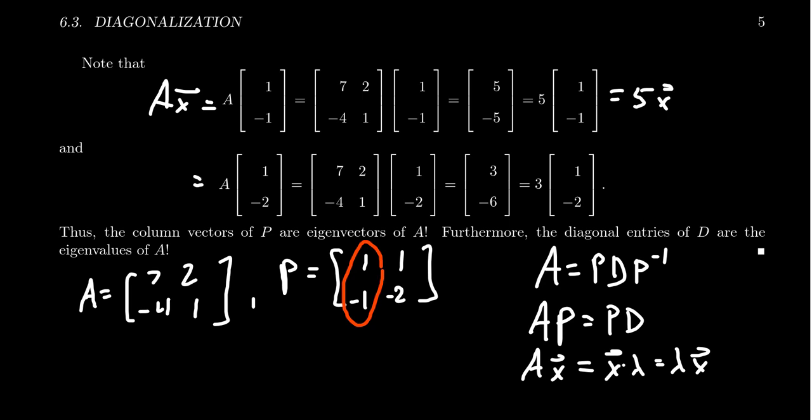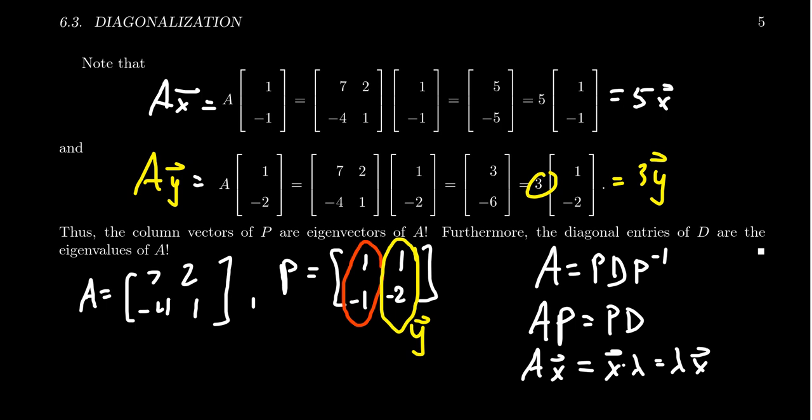And same thing right here. If we take the second column, 1, negative 2, let's say that's the vector y this time. If we take A times y, going through the multiplication, 7, 2 times 1, negative 2, you get 7 minus 4, which is a 3. And then the second row times the column, you're going to get negative 4 minus 2, which is a negative 6. And so factoring out the 3, you're left with 3 times 1 and negative 2. And that's, of course, 3 times y. So we can see that the two columns of P are eigenvectors for this matrix A.